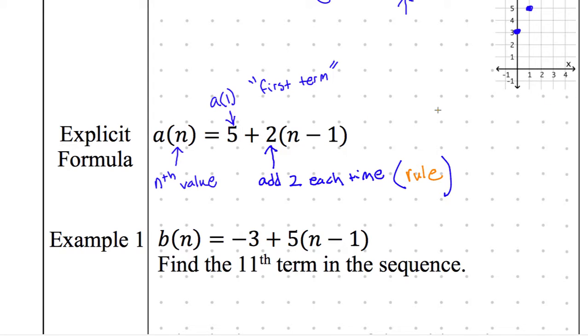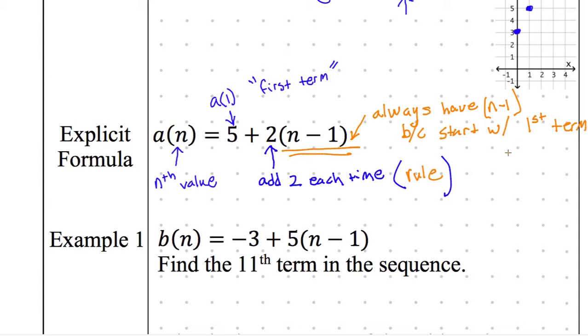Every single time you'll always have n minus 1. And again, if you want to write that in the notes, that's because you start with the first term instead of 0th term.